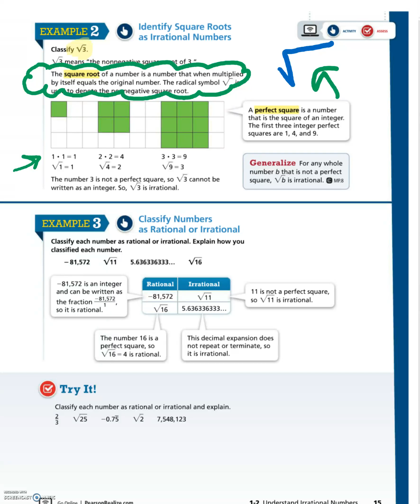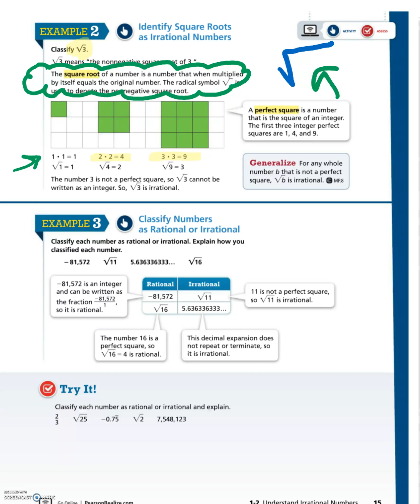Since 1 times 1 equals 1, the square root of 1 is 1. Here's a more concrete example. 2 times 2 equals 4. So the opposite way means the square root of 4 is equal to 2. And one more time, 3 times 3 is 9. So going back the other way, the square root of 9 is 3.